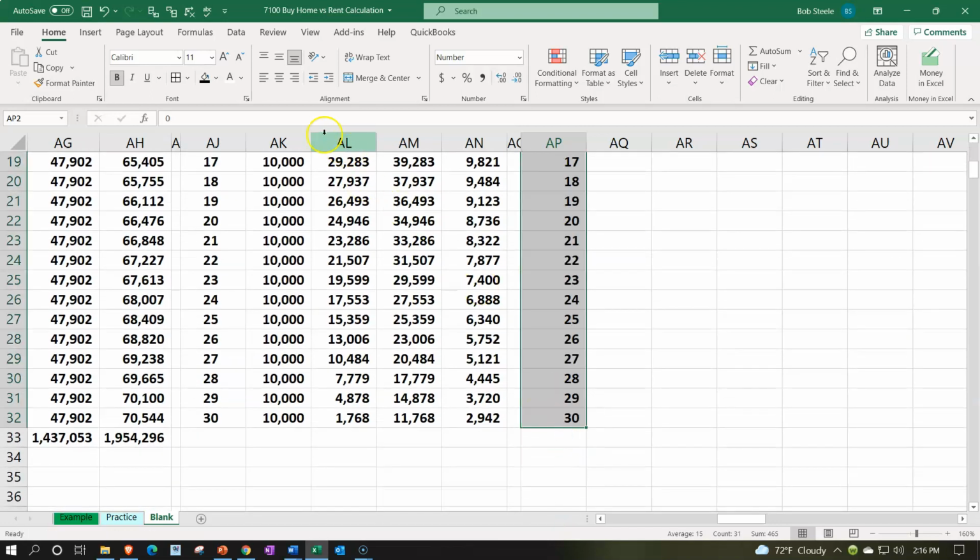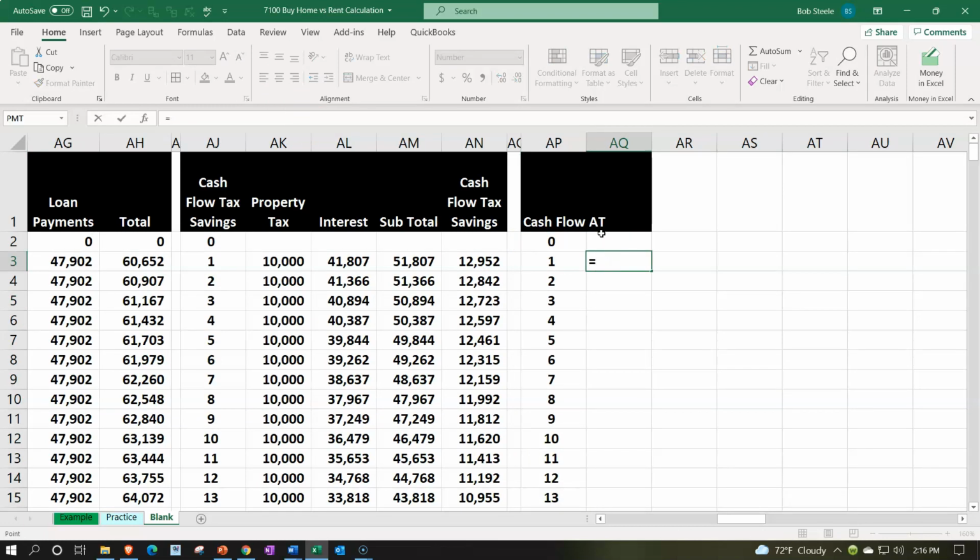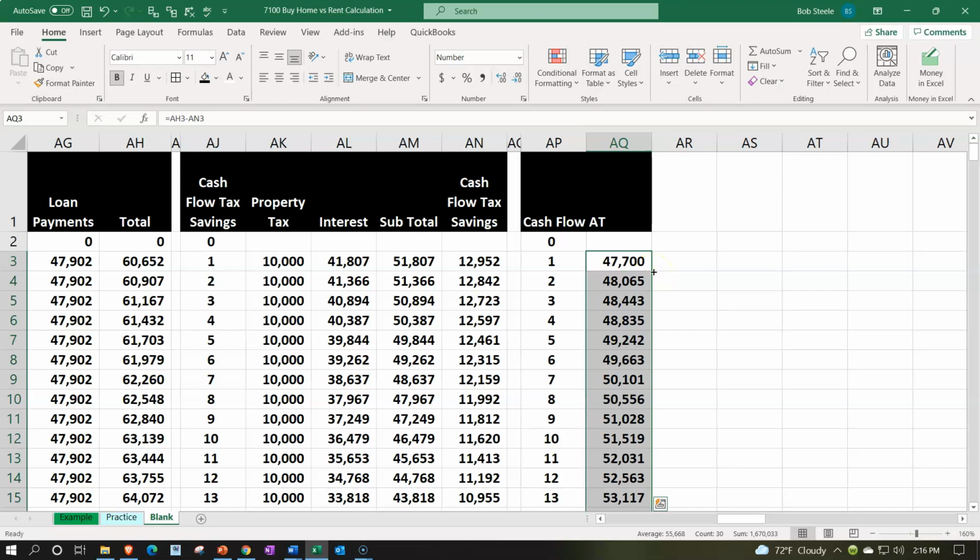And so we're going to center that. And then I'm just going to take the difference between these two items. So it's going to be equal to this, my cash flow before taxes. And then we're going to say that we got a tax benefit when we do our taxes of the 12,952 that we're benefiting. So our net cash flow then is 47,700. So 47,700, copying that down. So there's basically our cash flow from the purchasing side of things.